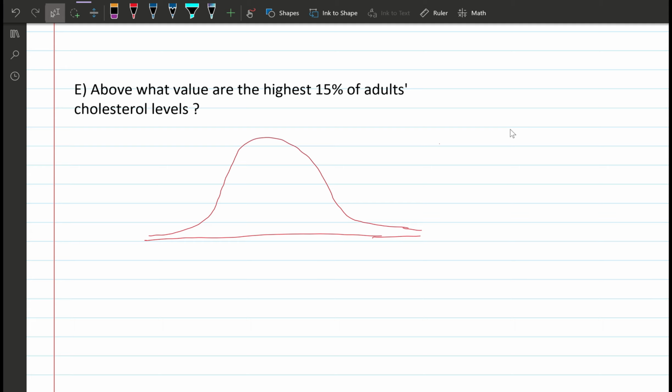Last question. Above what value are the highest 15% of adults' cholesterol levels? The highest 15%. Where would that be? If we drew a line right here and called this 85%, this shaded region that I'm filling in is the 15% that's in question, the highest 15%. So we're just going to go straight to the technology. The technology is going to help us find the z-score that we need to perform the calculations, which corresponds to this area that we're looking for.